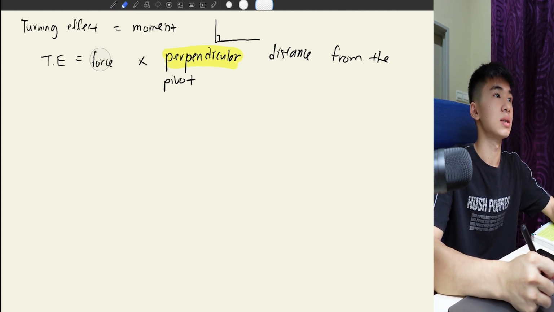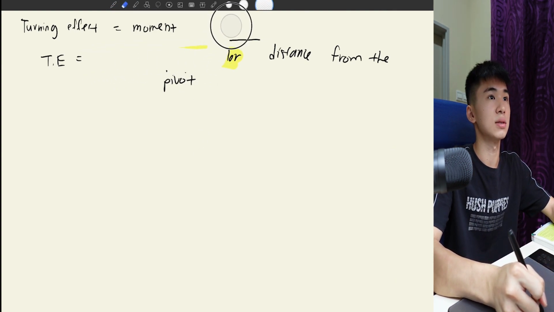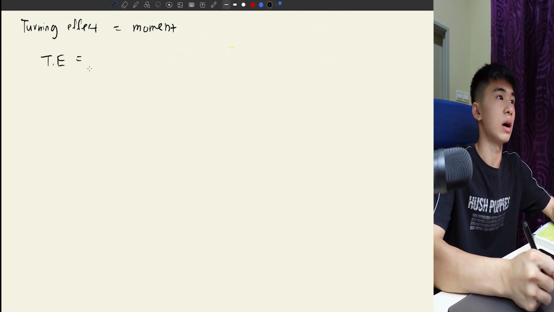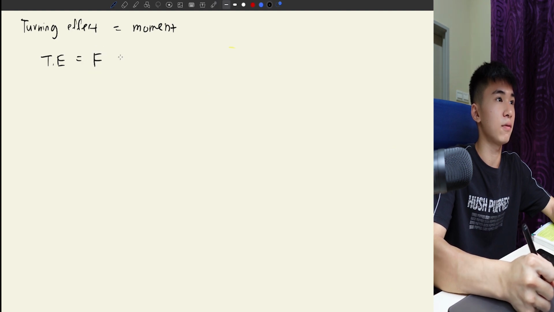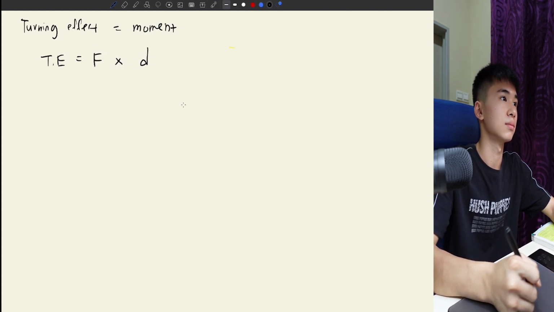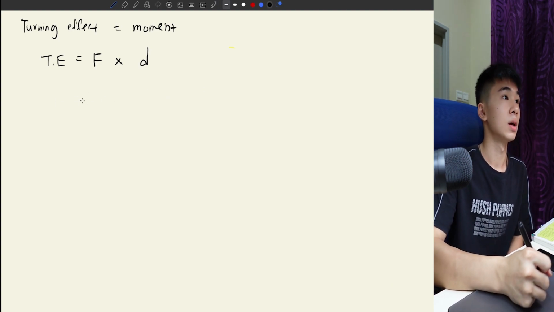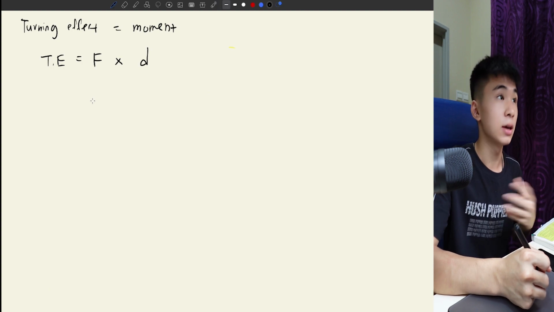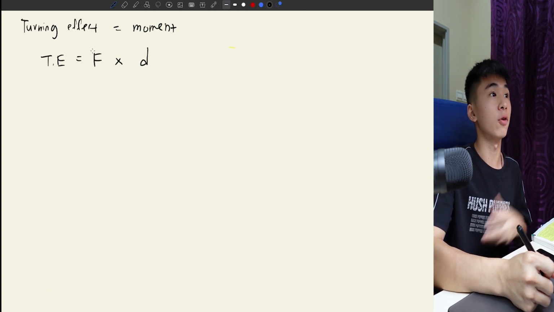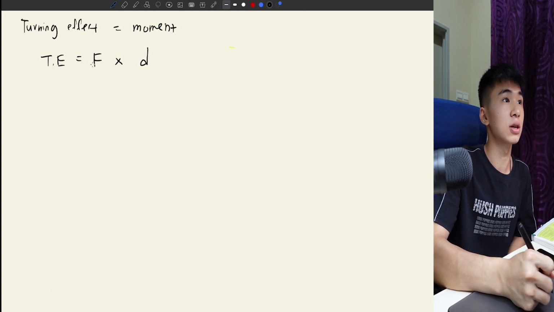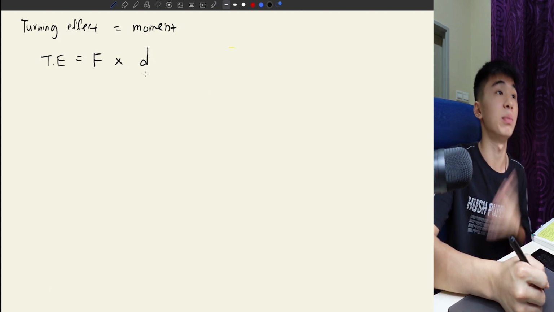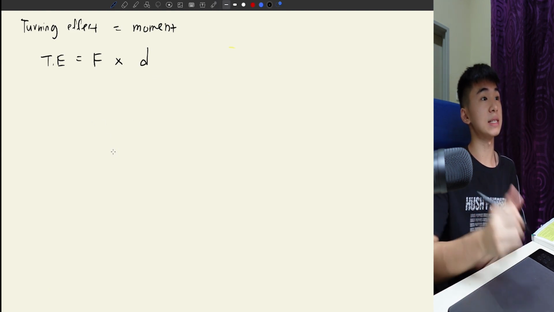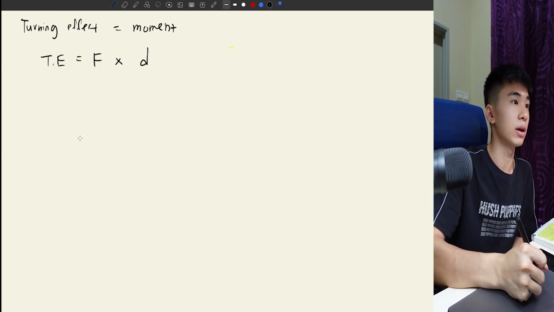So let me just erase this because I need more space. So I will just put force is F times D. Okay? So realize that if you want to increase the turning effect, it's either for us to increase the force or increase the distance, the perpendicular distance from the pivot. Okay, so let's try an example.